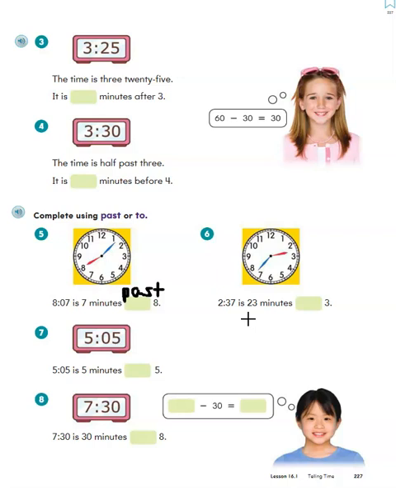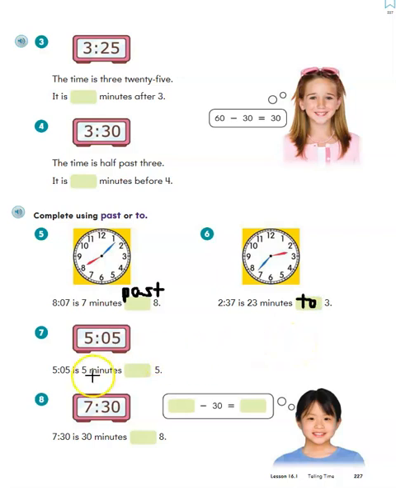Is it 23 minutes past 3 or to 3? Well, we can see that it's not quite 3 yet, right? This minute hand has to get all the way up here before it's going to be 3 o'clock, because right now it's 2:37.